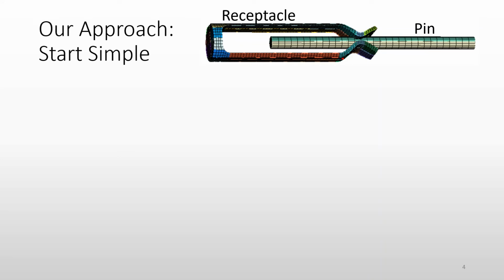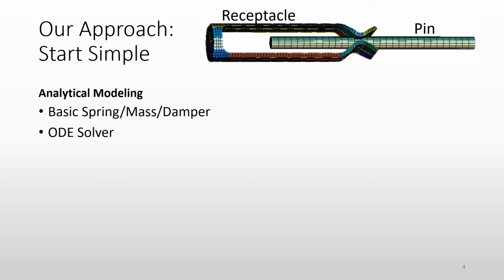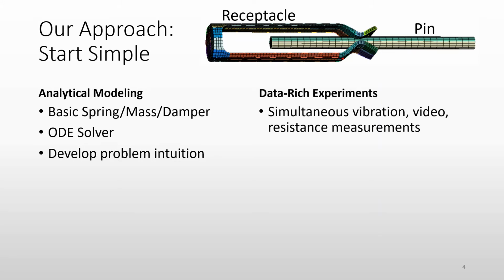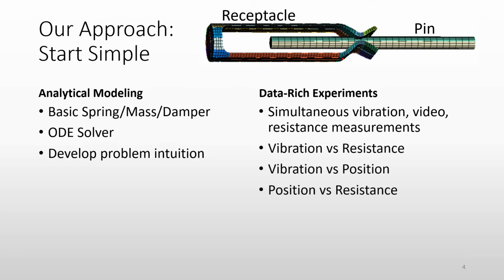Our approach to overcome these challenges is to start simple, using a single pin and receptacle system. And we'll start off with some analytical modeling of basic spring mass dampener representations of this system and an ODE solver, so that way we can develop some problem intuition. And then we'll move on to our data-rich experiments, in which we took simultaneous vibration, high-speed video, and resistance measurements in order to get the interactions of these different variables.